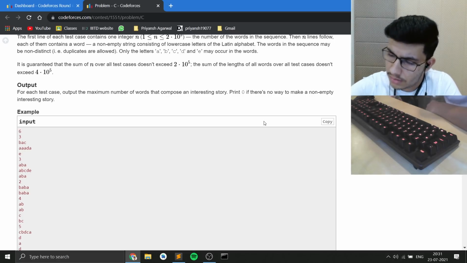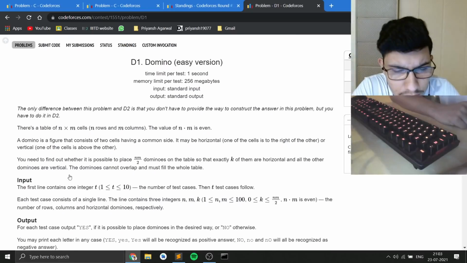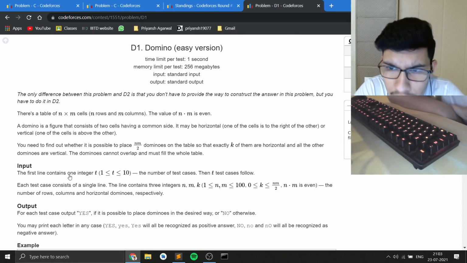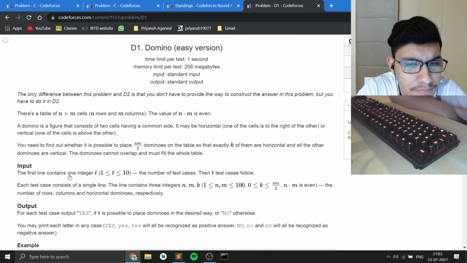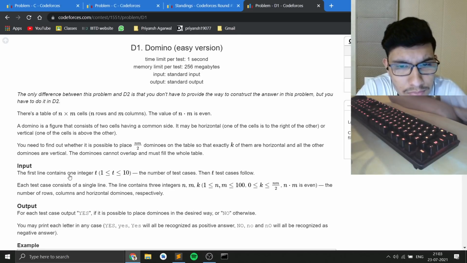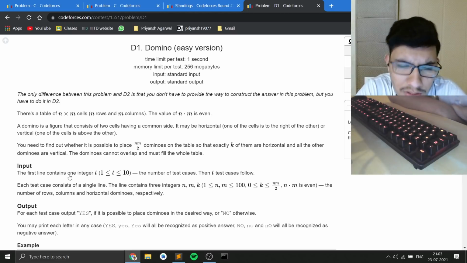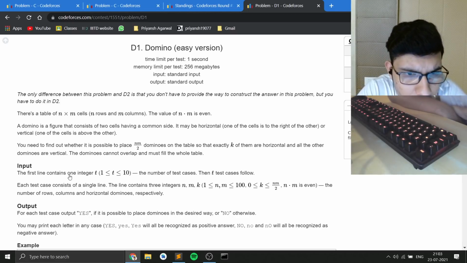Okay, let me think about this one. Two cells having a common side, it may be horizontal. Okay. The value of n into m is even. Okay, so one of them has to be even, right? A domino is a figure that consists of two cells having a common side.